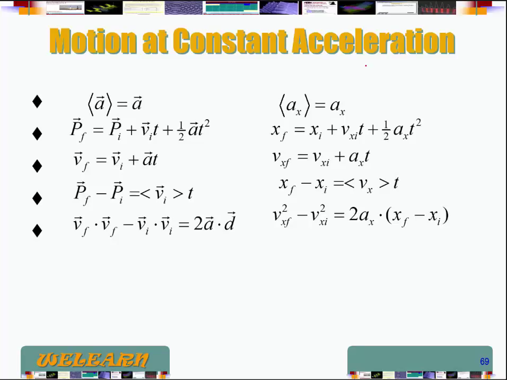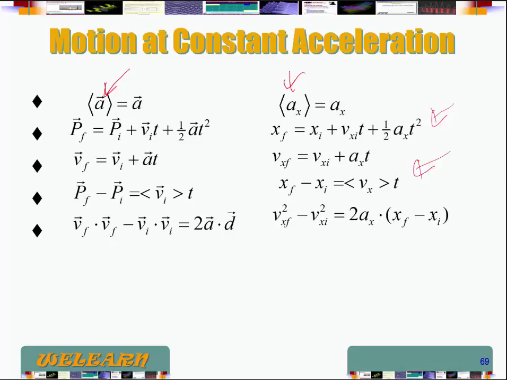Let's remember our equations for motion at constant acceleration. Remember, if the acceleration is constant, we don't really talk of an average acceleration. It's just a. The position, along the x, is given by xf equals xi plus vxi t plus 1/2 ax t squared. The velocity is vx equals vxi plus ax t.